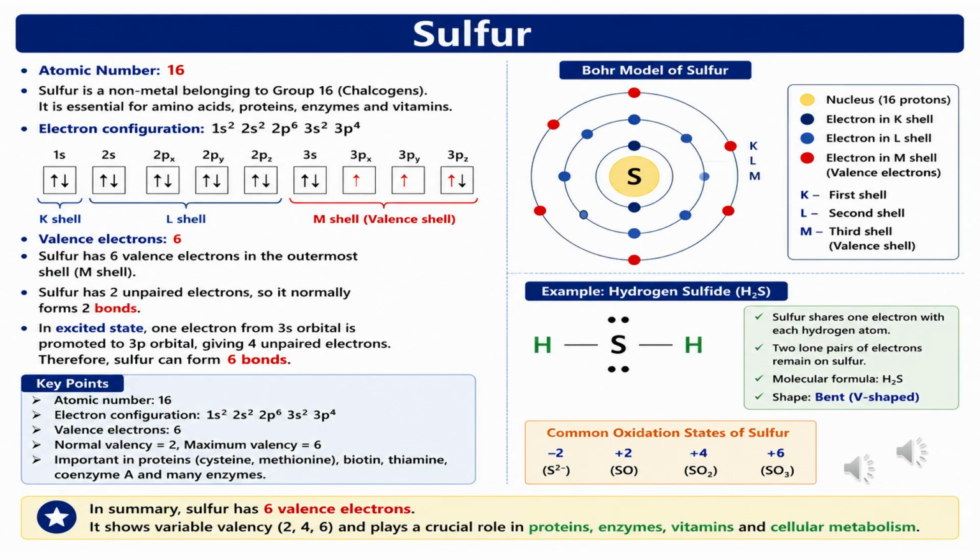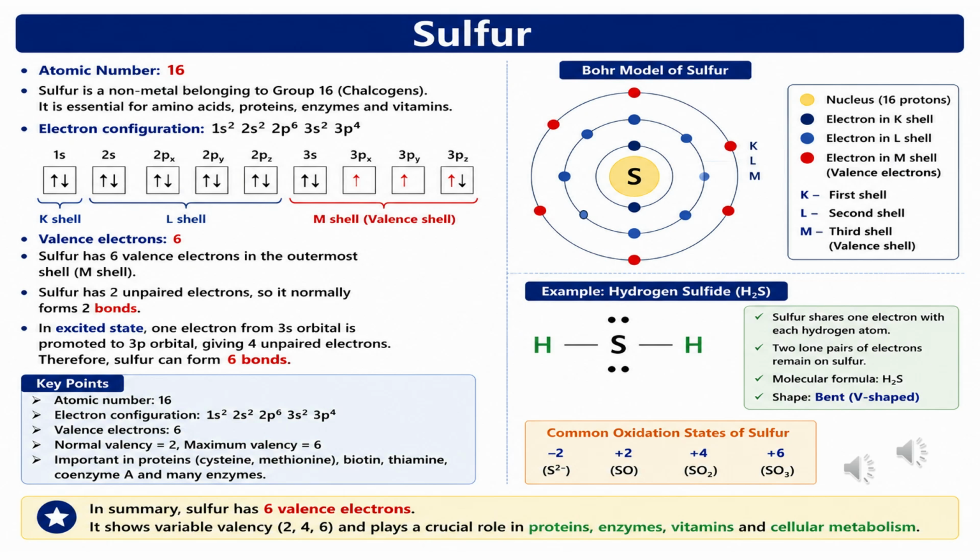This slide explains the element sulfur, which is represented by the symbol S and has an atomic number of 16. This means every sulfur atom contains 16 protons in its nucleus and 16 electrons surrounding it. The electron configuration of sulfur is 1s², 2s², 2p⁶, 3s², 3p⁴, which gives the electron distribution 2, 8, 6 in the K, L, and M shells.